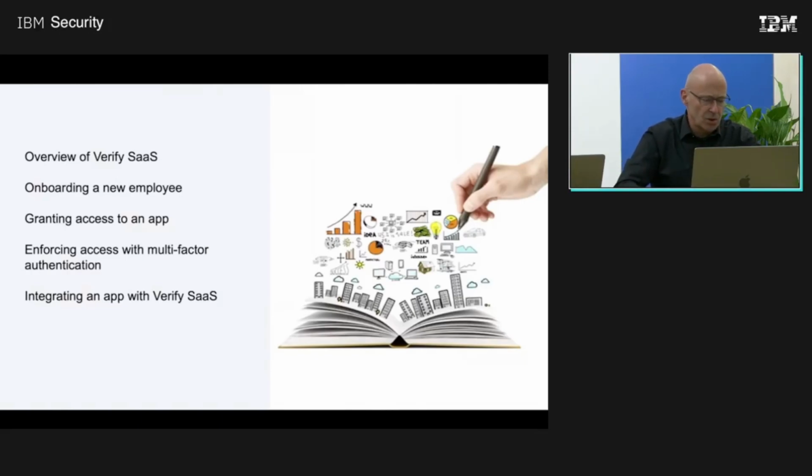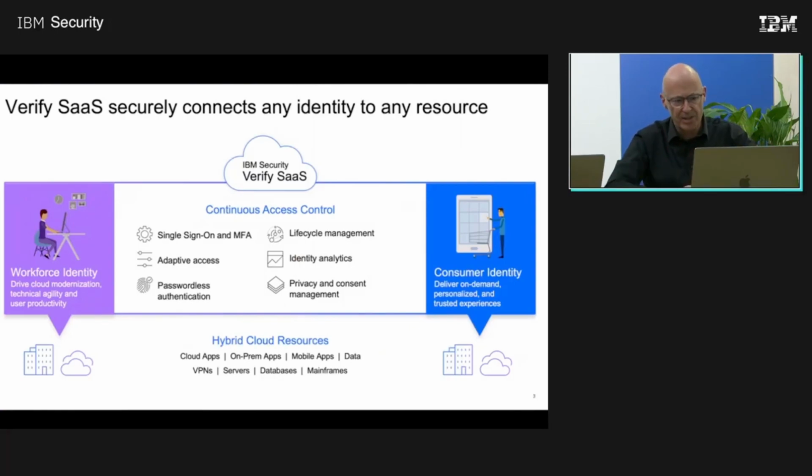But let's start with a short overview of Verify SaaS. So what is Verify SaaS? As I said, it's our SaaS solution. It's a comprehensive identity and access management solution. So it includes both access management stuff like single sign-on, multi-factor authentication, context-based access, and so on. But next to that, it also includes identity governance and administration, also known as lifecycle management.